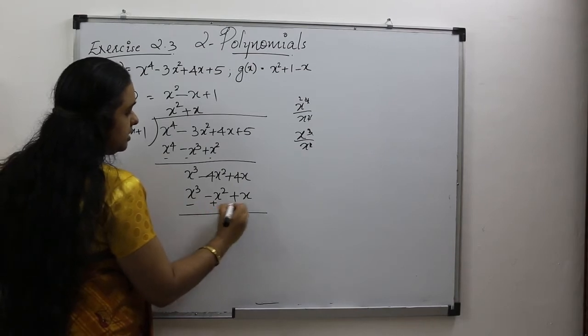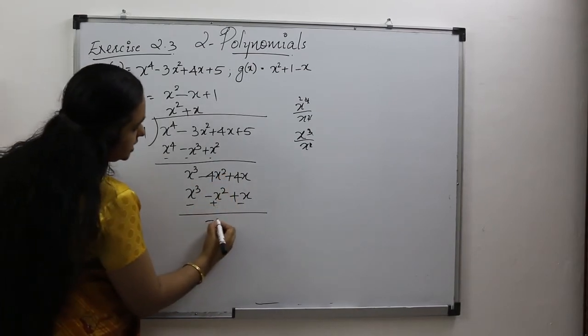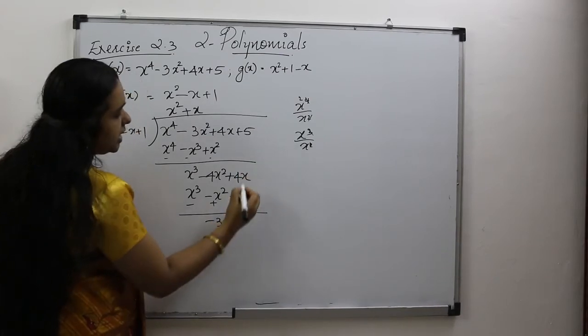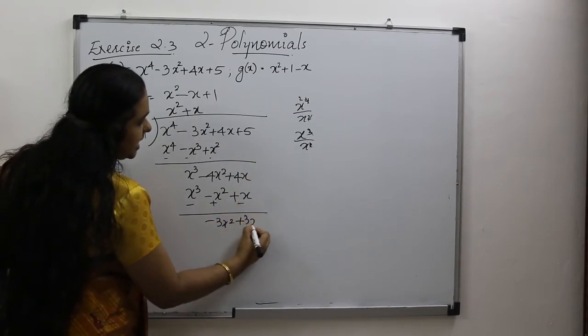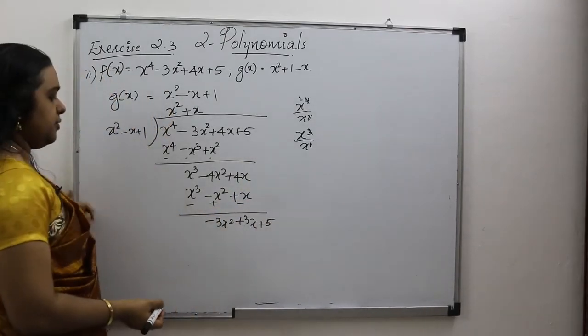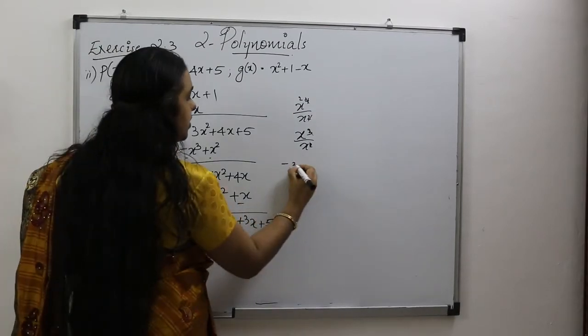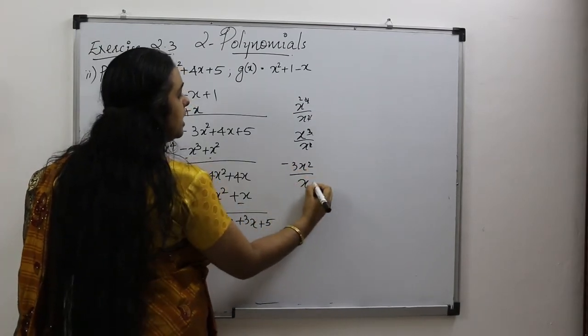Again subtraction. 0. Minus 4x square plus x square is minus 3x square. 4x minus x is plus 3x. Then this 5 we are going to write it down. Here it is minus 3x square and x square.